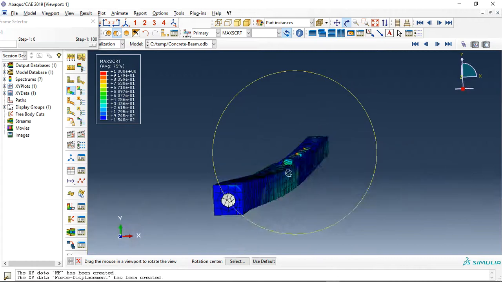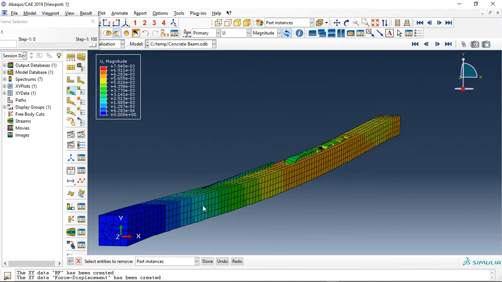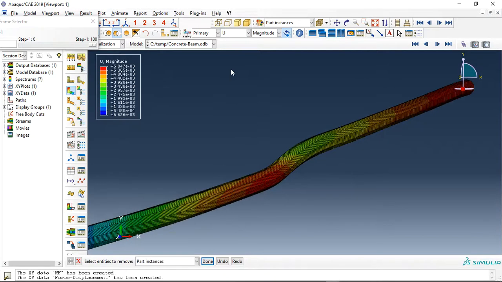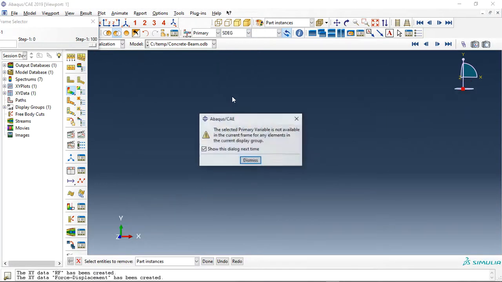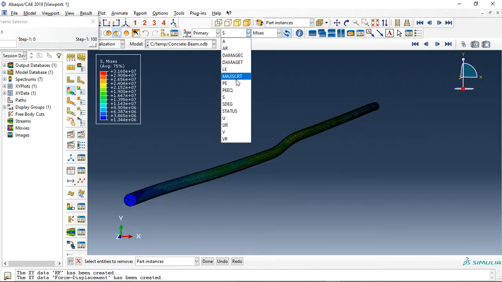So, let me check the displacement and remove the epoxy, and this is the CFRP here, the stress for it.